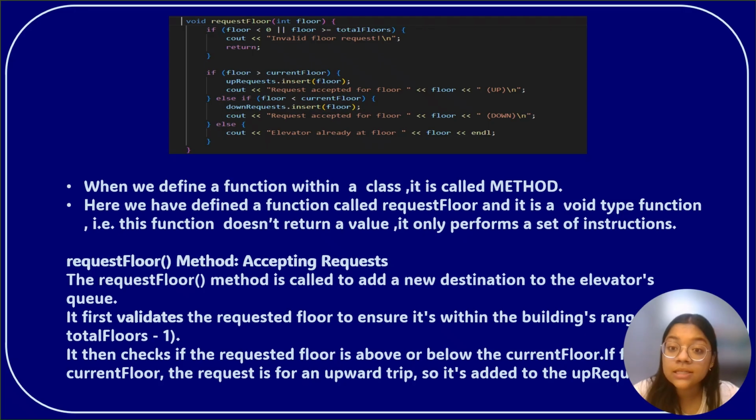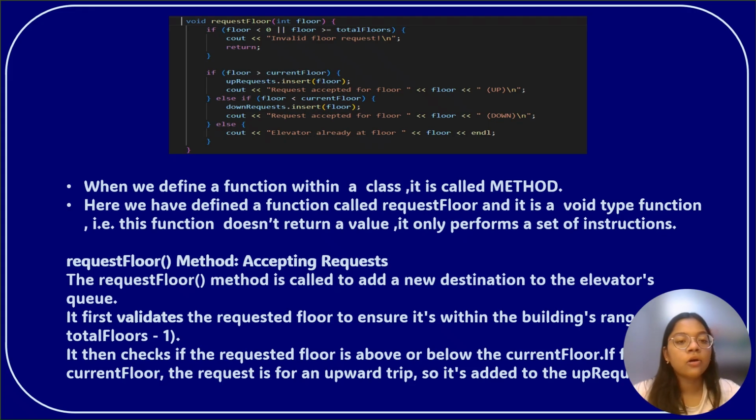Okay. Then the second if statement states that if floor is greater than current floor, then we are going to insert this integer floor inside the set which has the variable name up request, because it is greater than the current floor, which means the elevator has to go up. So for the elevator to go up, we have defined a set with variable name up request. We are going to insert the integer in that set, and we are going to print out a statement as request accepted for the floor, whatever the request was.